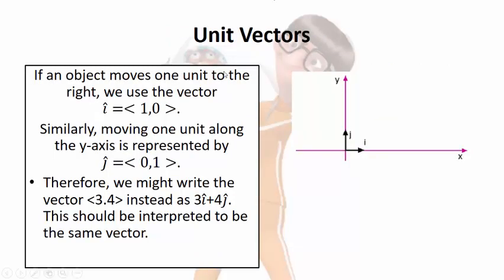Now a unit vector, you'll notice, instead of a bold letter or a little arrow, has a little hat. Unit vectors are 1 unit long. If an object were to move 1 unit along the x-axis, we would denote it in component form with brackets 1, 0, so the ordered pair 1, 0. You might be thinking about the point 1, 0. If the object were to move 1 unit along the y-axis, that would be the ordered pair 0, 1, and in mathematics we usually use a j to represent that vector.